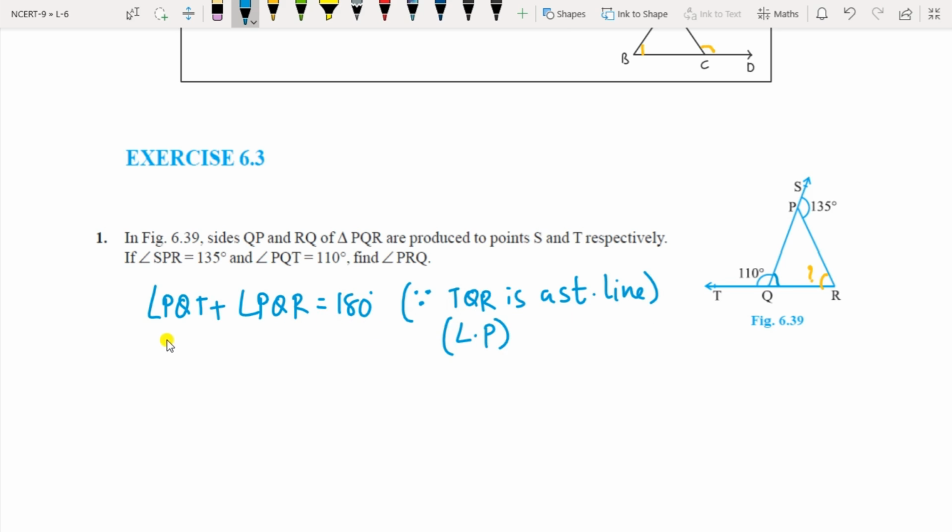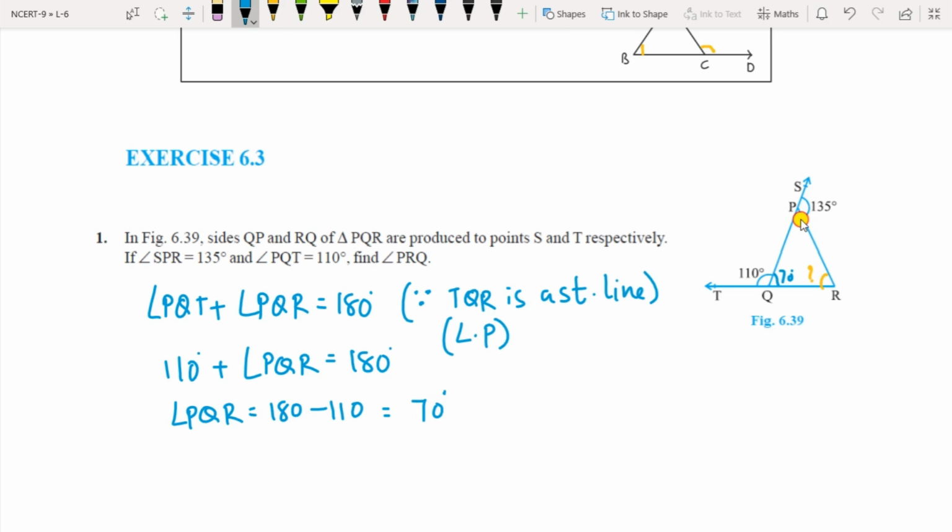So PQT is given as 110 plus PQR is 180. So angle PQR is 180 minus 110, that gives 70 degrees. So this angle is 70 degrees.